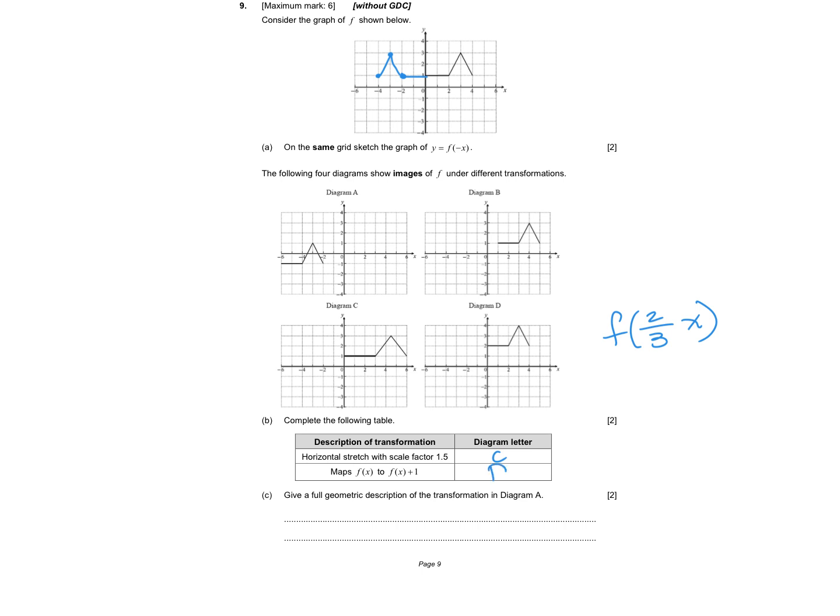Oh yeah, it's D. Okay, give a full geometric description of the transformation in A. So it's not changing, there's no scale or anything, but it is moving. Looking at this point, the peak, this point is moving to here. So we're moving left 6 and down 2. So it would be f at x plus 6, minus 2.